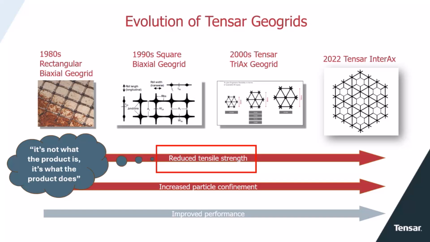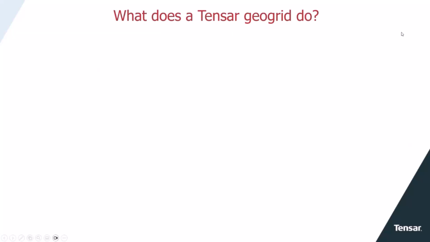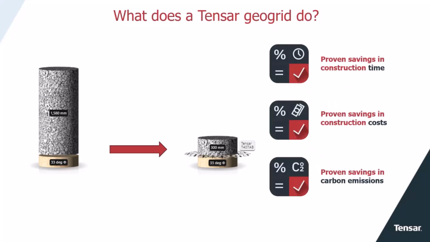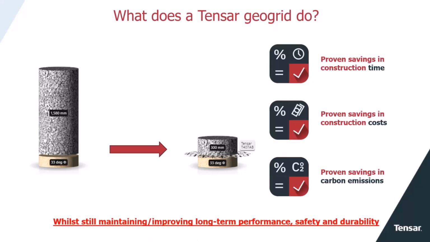One of the statements of one of our product managers is, it's not what the product is, it's what the product does. So that means that looking at the product data will not give you an insight in what the actual result or the performance will be. Looking at Tensar itself, we will be talking about the Interex, and one of the big things we do is reduce thickness, and therefore save time, cost, and carbon. But the main thing is that we give a solution that maintains and improves the long-term performance, and we maintain the safety and the durability.